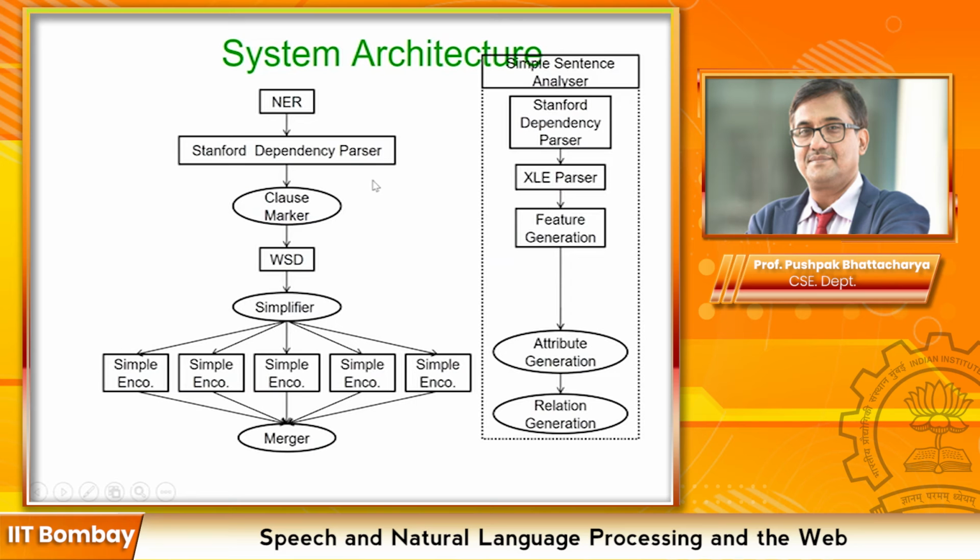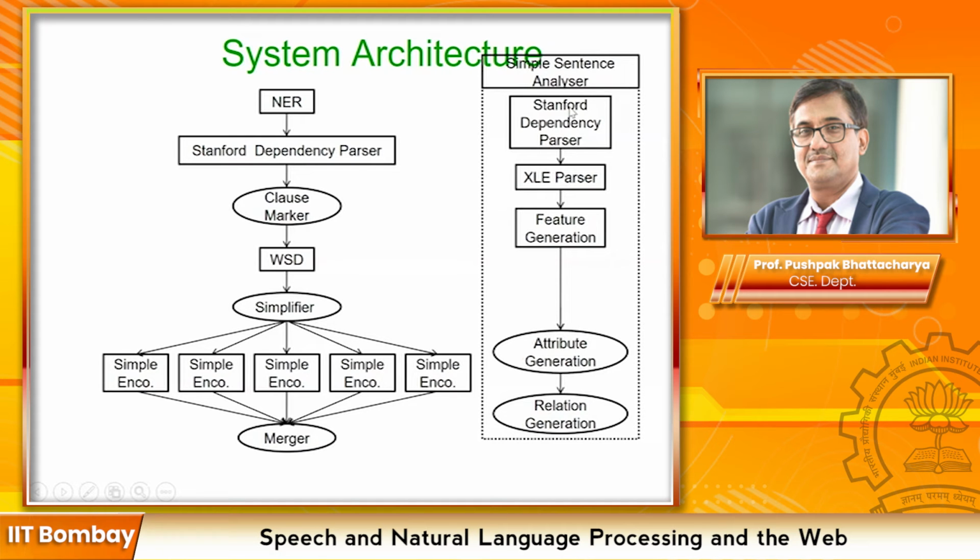So here is the system architecture for us, where we build a machine translation system for English. And Marathi has always been also an important language. So English, Hindi, Marathi, we have worked a lot on machine translation involving these three languages. So named entity recognition, Stanford dependency parser is used, clause marking is done, word sense disambiguator, we have our own system for this. Then the sentence gets simplified into small text segments. This is the text simplifier, and then you can merge these also.